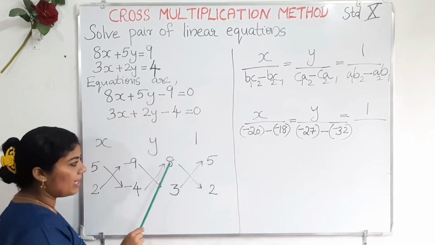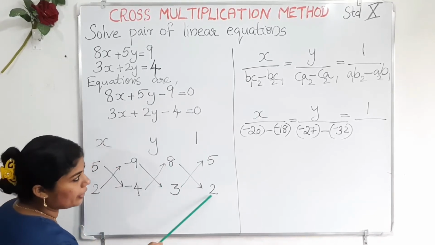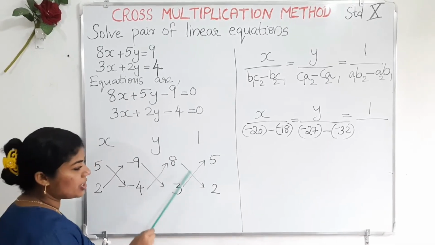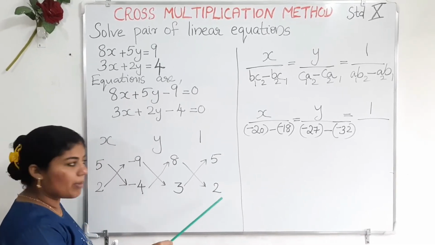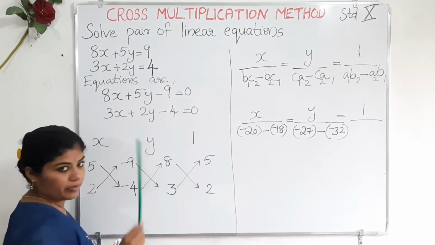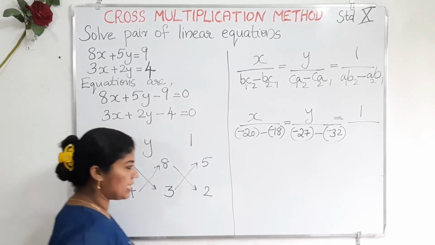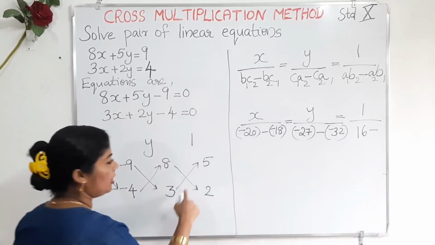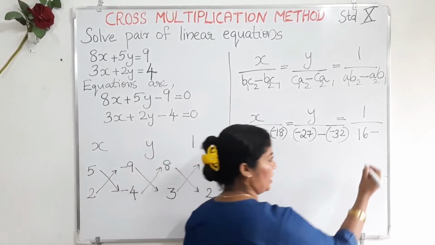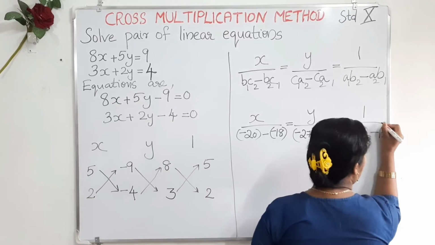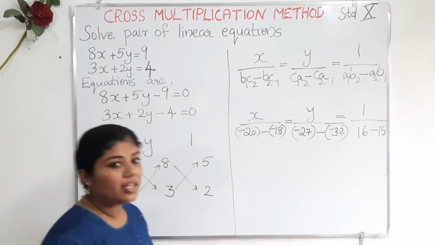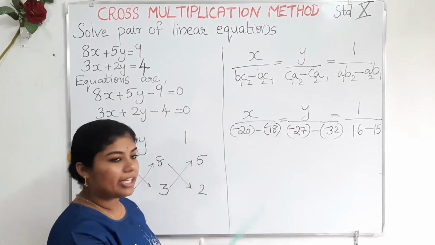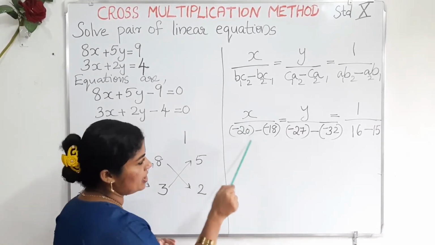So 1 divided by this, a1 b2 minus a2 b1. Okay. So 8 into 2 is 16. 16 minus 3 into 5, that is 3 into 5 is 15. So directly find what are the numbers here, based on the equation we wrote with the numbers. So let's write this portion.